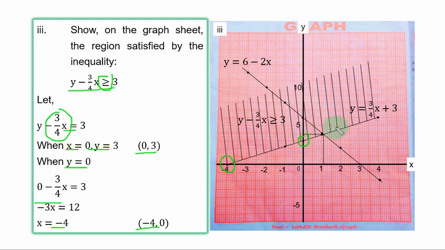The line is thick because you have a weak symbol of inequality. If the symbol is strict, you use a broken line. This greater than or equal to means the region above satisfies the inequality. You shade the region above because of the greater than that you have there. Greater than, region above. Because of the equal to attached, you use a thick line to represent the inequality.